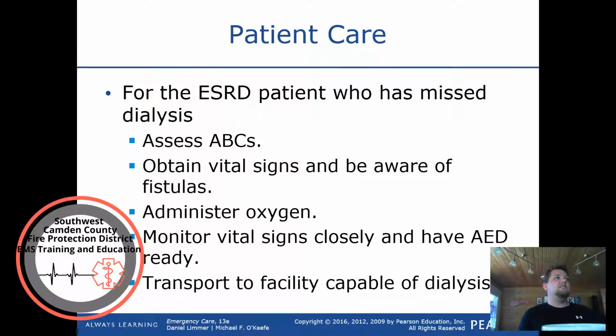So for these patients, our patient care, we're going to assess ABCs, obtain vitals, and be aware of fistulas. Again, you can't do a blood pressure on the arm that the fistula is in, so you have to do it on the other side. Administer oxygen to these patients if they need it. Monitor their vitals closely and have an AED available if you need it. Transport to a facility capable of dialysis.